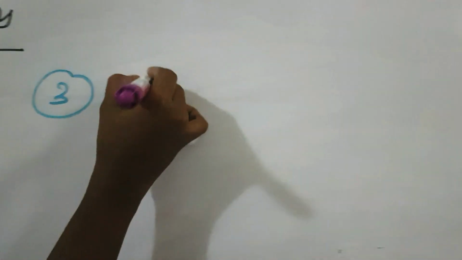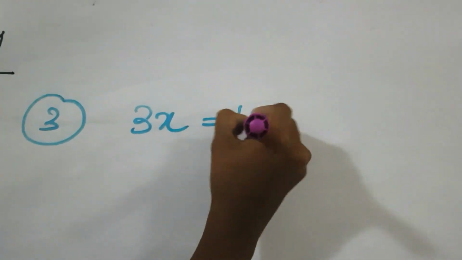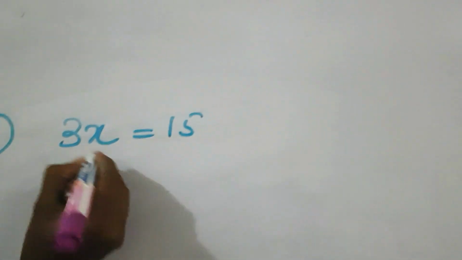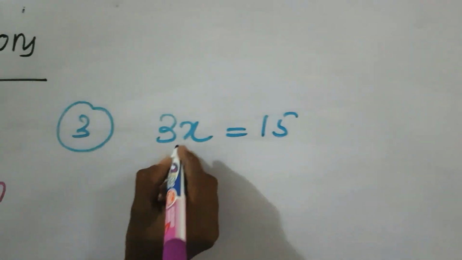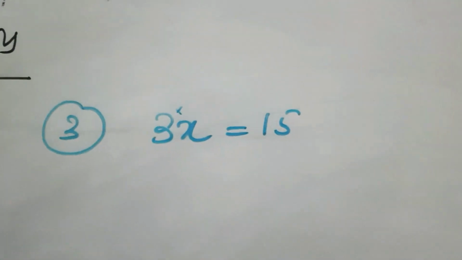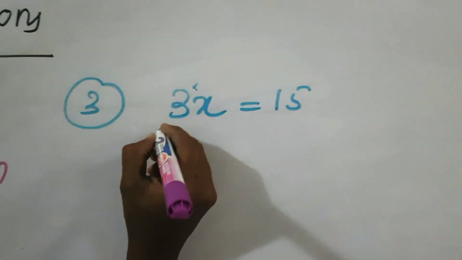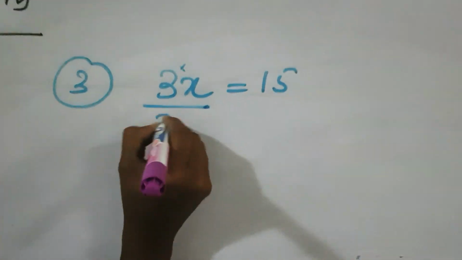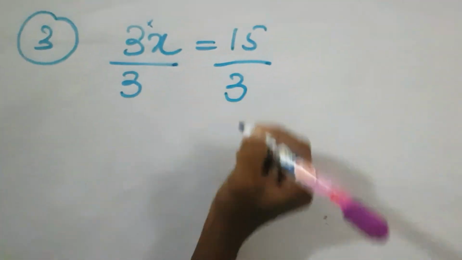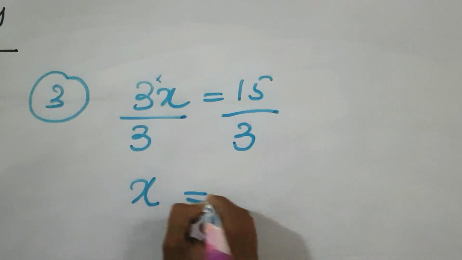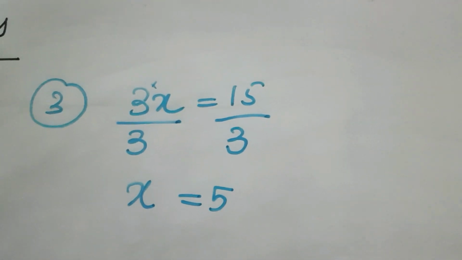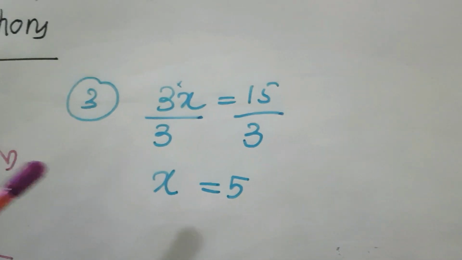Further, the third example, let's see. When we have it like 3x is equals to 15. Now you can see when there is no sign in between, but always remember there is a multiplication within that. So the multiplication's opposite is division. Both sides we divide by 3. So x is equals to 5. Now we did individual operations.